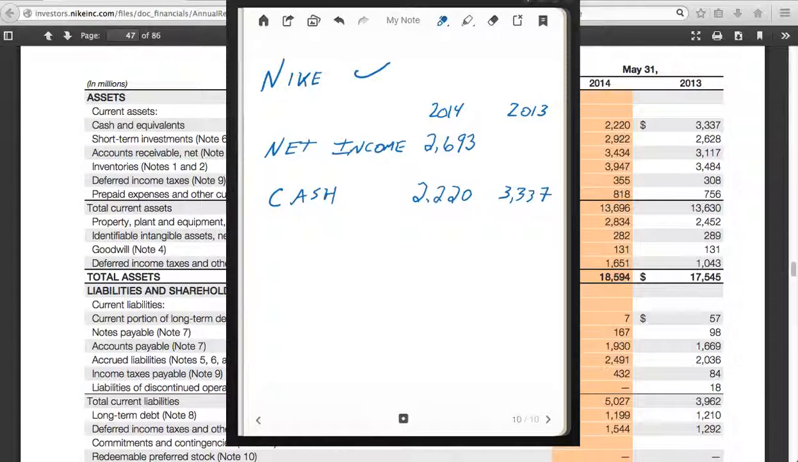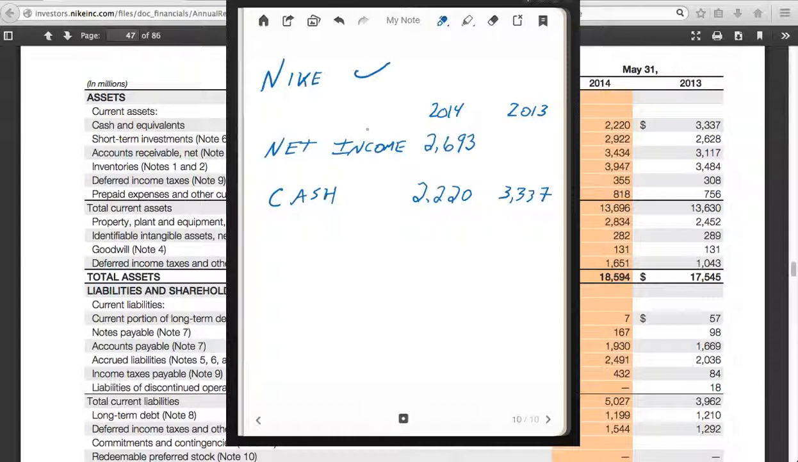As we looked at the income statement, we said we had a profit of $2.6 billion. But if we look at our cash balance, our cash actually went down from $3 billion to $2 billion. It went down about $1.1 billion over the course of that year. So you look at that, and that doesn't really make a whole lot of sense.